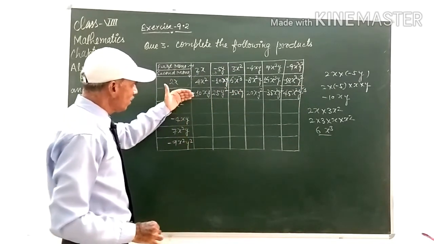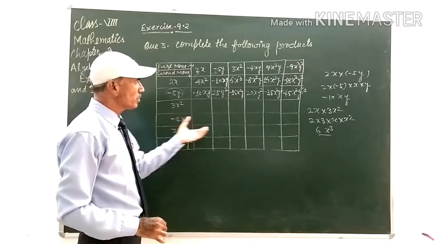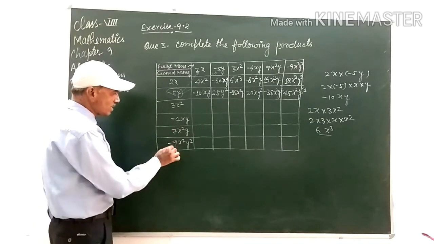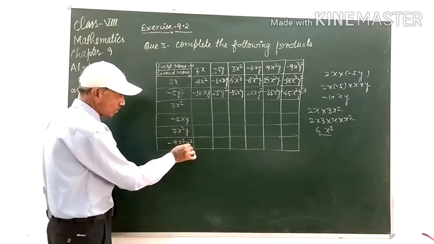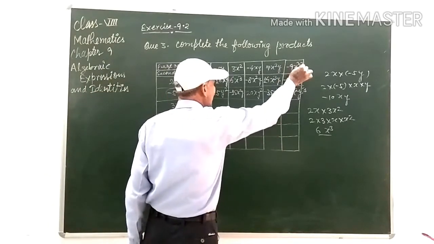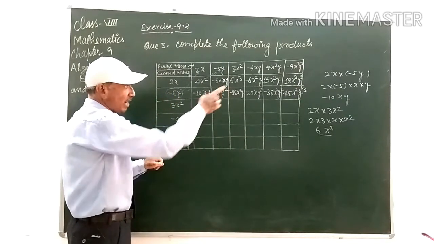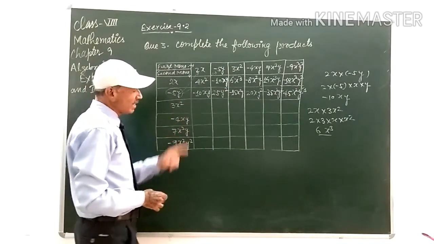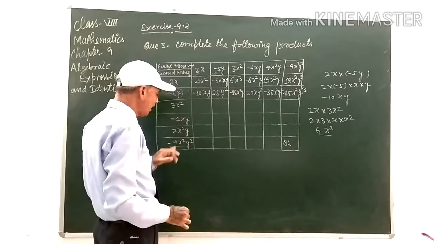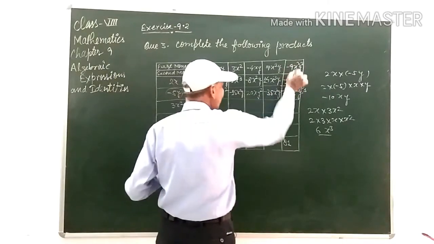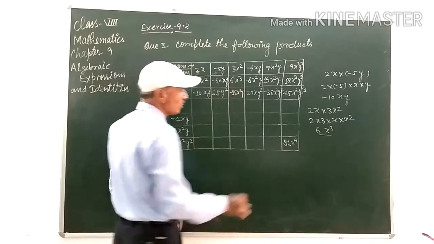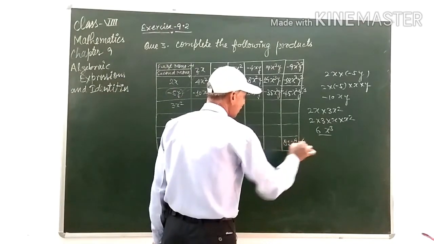Clear, students? Now these three parts, 3 rows or 4 rows, you have to complete yourself. Students, this one minus 9x square y square, and if we are going to write here, then minus 9x square y square, minus 9 into minus 9, that will be plus 81, 9 9s are 81, x square into x square, that is x to the power 4, y square into y square, that is y to the power 4 here.